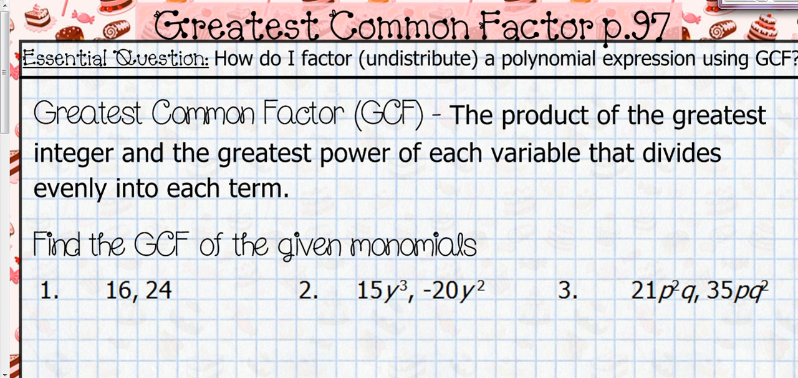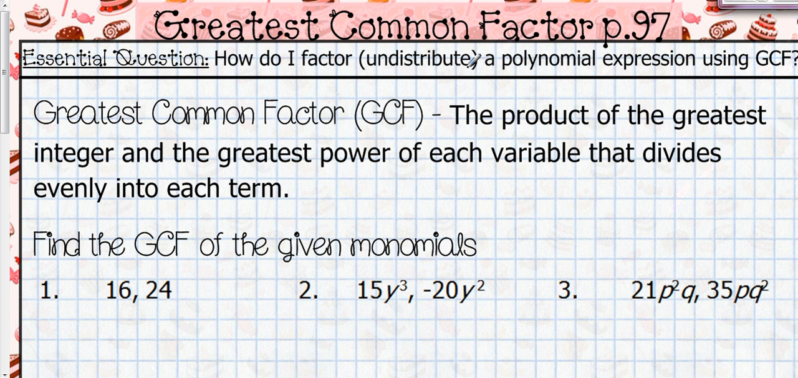So we are talking today about the greatest common factor. So the other piece of paper that you picked up will go on page 97. The title is Greatest Common Factor. Your essential question is, how do I factor or undistribute a polynomial expression using GCF? GCF is greatest common factor, going to be abbreviated.